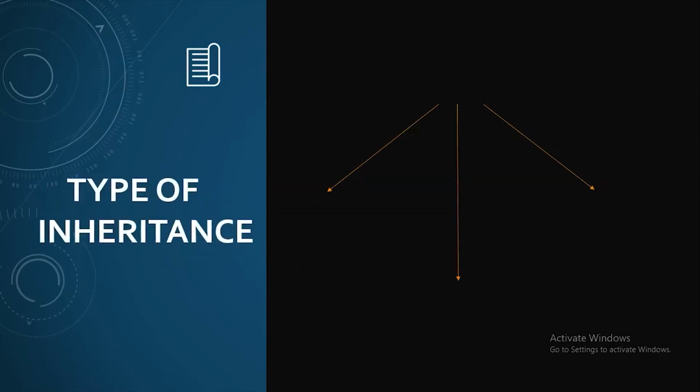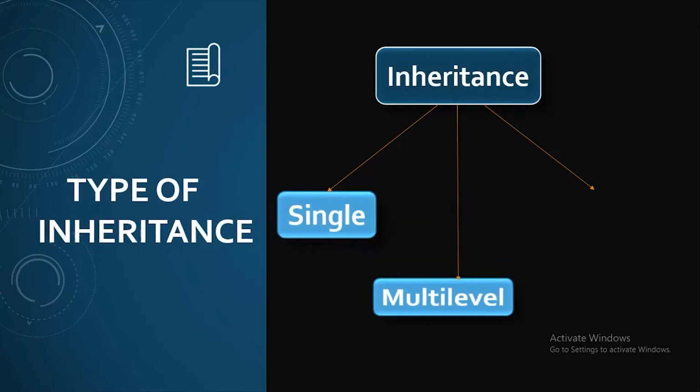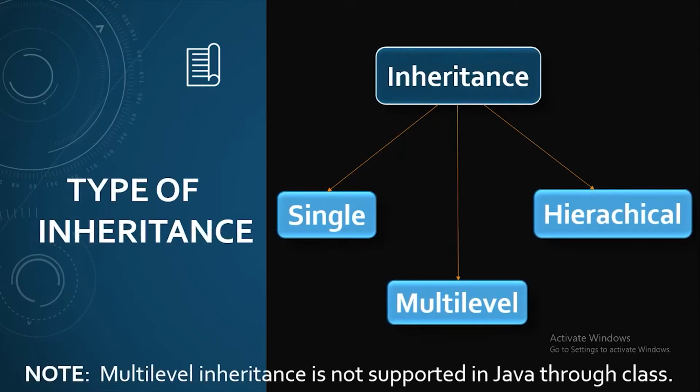Here we have a few types of inheritance that are available in Java. Number one is single inheritance, number two is multi-level inheritance, and number three is hierarchical inheritance. One thing to be noted is that multiple inheritance is not supported in Java through classes.